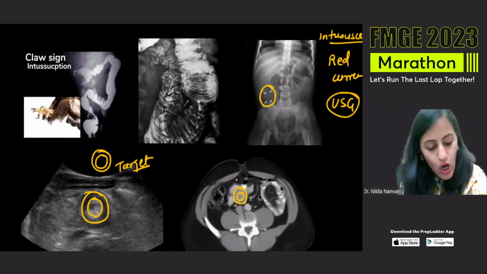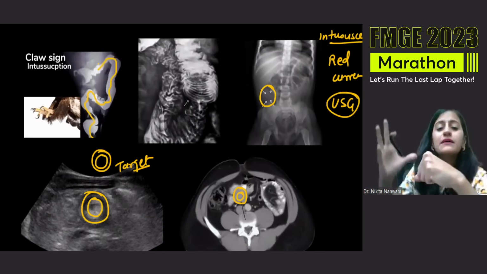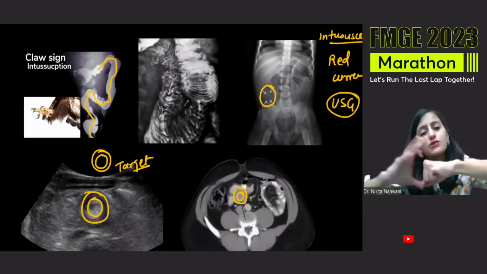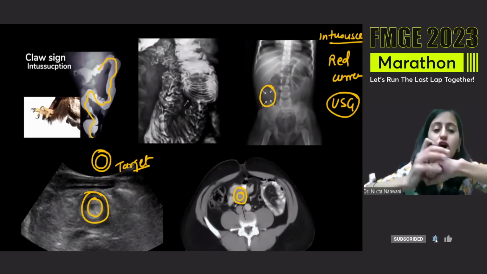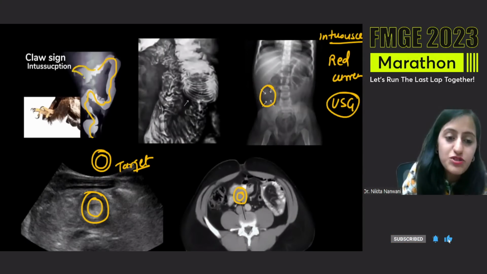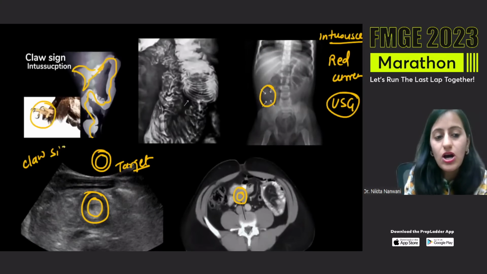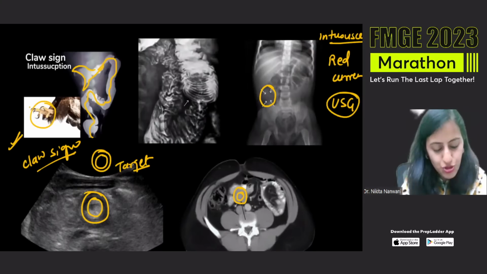What do we see on the barium enema? The barium going up, and when it reaches the site of intussusception, which is one bowel going inside the other, the barium forms a claw around the intussusception. So that is the claw sign. That is the claw sign that we see with intussusception. Frequently asked, recently asked question.